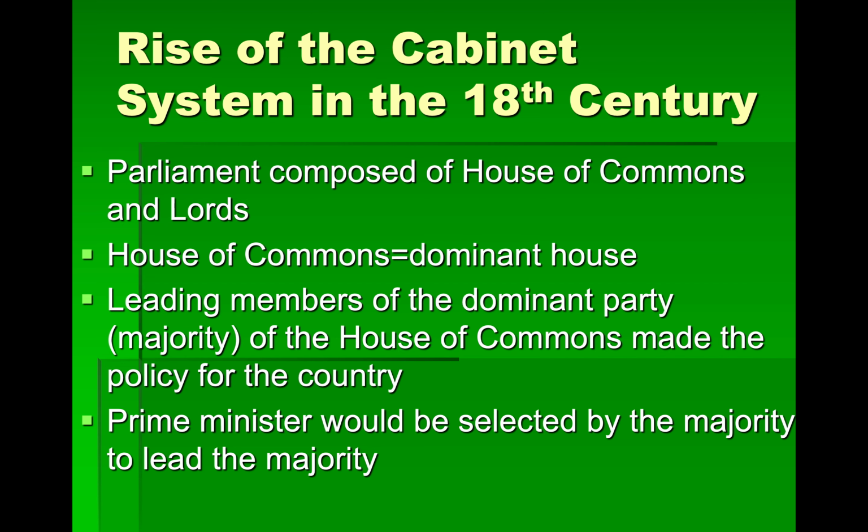The party that gains the most seats is known as the majority, the dominant party, and that party then elects a leader to guide Parliament and the House of Commons, because obviously that dominant party has the majority and the power in the House of Commons. That leader is selected by the majority to lead the majority. For example, if the Whigs gain the majority of seats in Parliament, the Whigs will get together and elect someone to lead the Whigs and therefore Parliament, and that will become known as the Prime Minister.